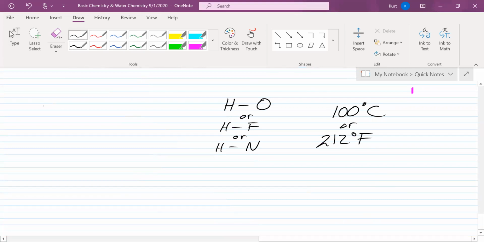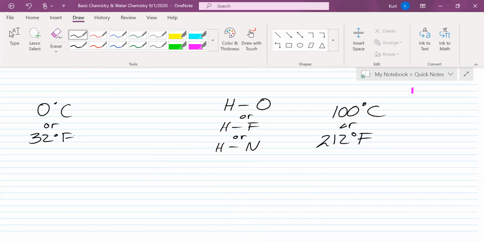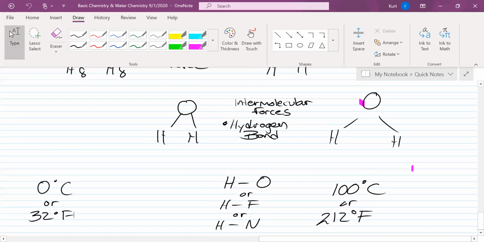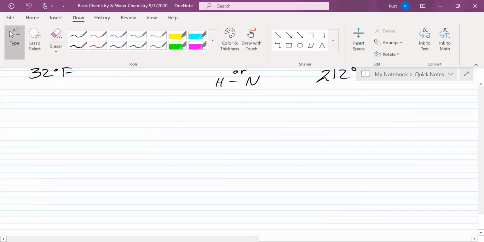Water freezes at 0 degrees Celsius or 32 degrees Fahrenheit. At that temperature, the bonds become very strong to where the molecules can no longer move past each other, and they're going to become a solid. Okay? But hydrogen bonding is very important to understand, because this is what absorbs the heat. And I'll go back to a little bit about hydrogen bonding in a little bit.